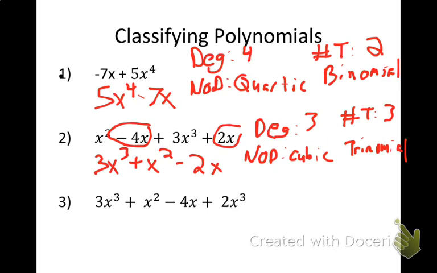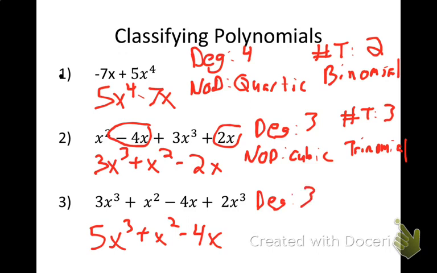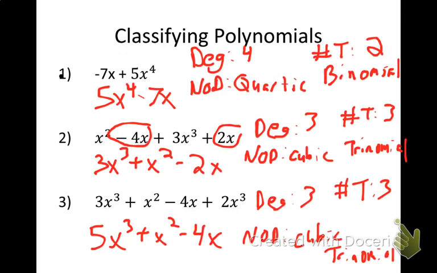What about number 3? How could you write number 3 in standard form? What do you say for standard form, Reagan? 5x to the third plus x to the third minus 4x. Nice. So degree? What is my degree here, Bailey? 3. What's the name for degree 3? How many terms are there, Jack? 3. And 3 is a what? So that would be, again, a cubic trinomial. Nice job.